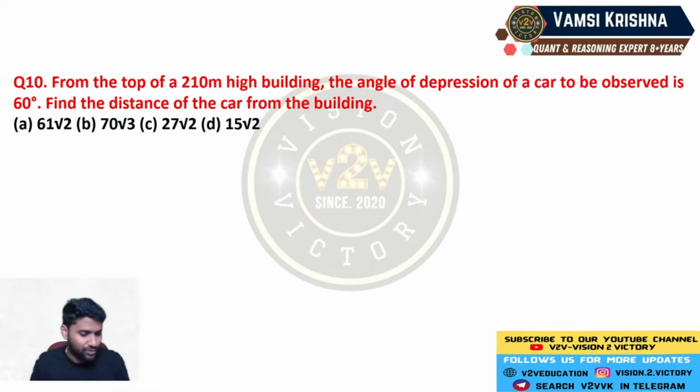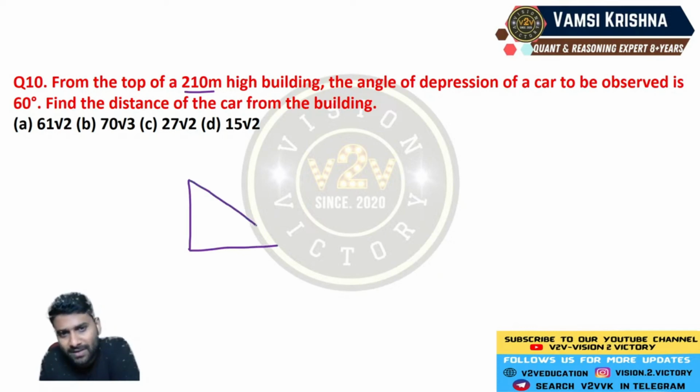The last question here, the 10th question. See, from the top of a 210 meters high building, the angle of depression of a car is observed as 60 degrees. Find the distance of the car from the building. So the height is already given. They clearly mention the angle of depression. So the angle of depression is exactly equal to 60 degrees. And you already know that it makes an angle of 90 degrees. See, this is 90 and this is 60. Definitely, we can say that this is the angle of 60 degrees.